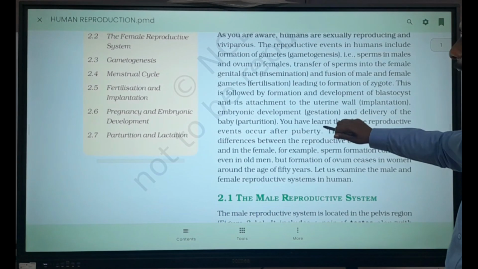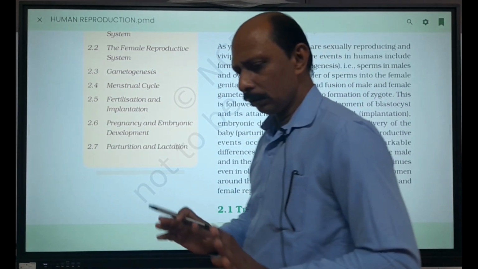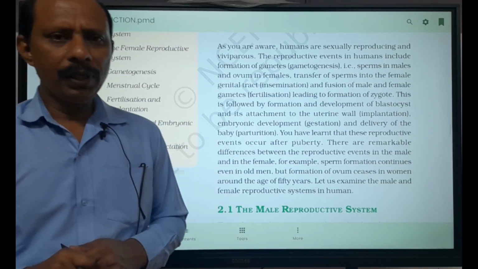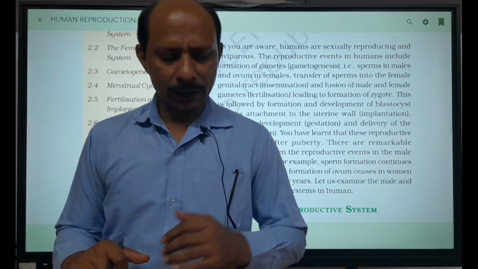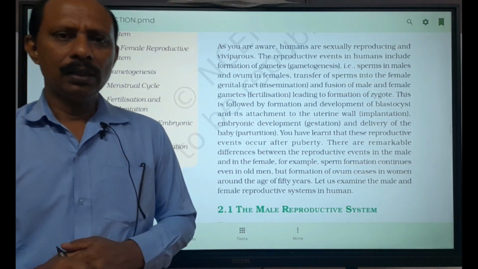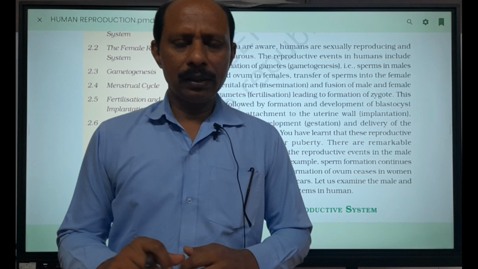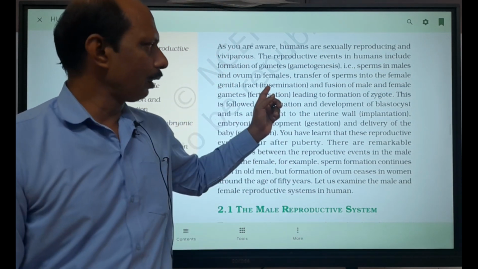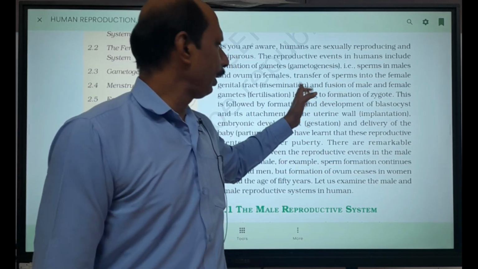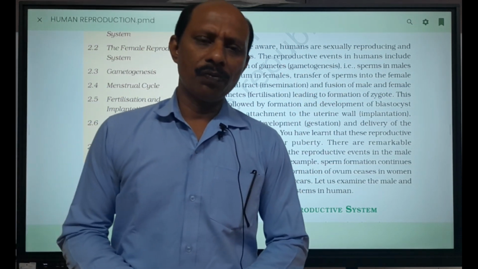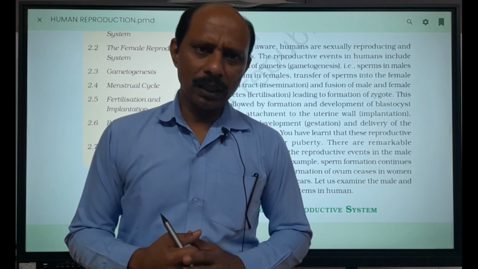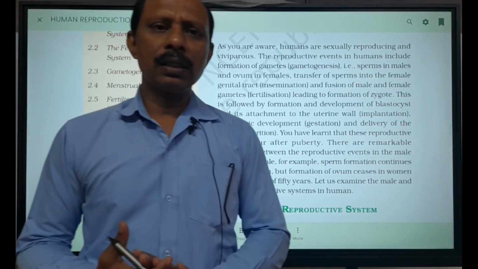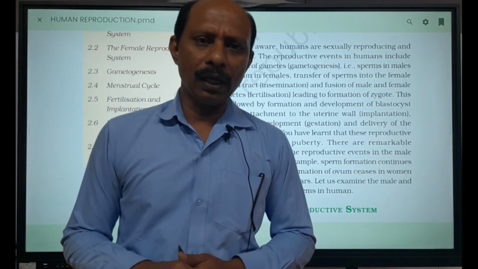So something is given here. Actually, we divide the total reproductive phase into three parts. The first is the pre-fertilization stage, the second is the fertilization stage, and the third is the post-fertilization stage. Pre-fertilization stage means gametogenesis and insemination: the formation of gametes, called gametogenesis, and the transfer of gametes, called insemination in the case of humans. These steps come into the pre-fertilization stage.